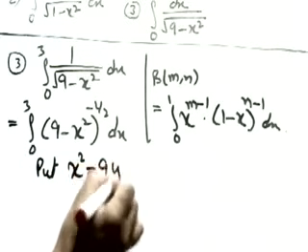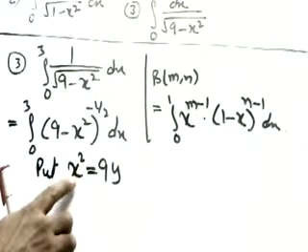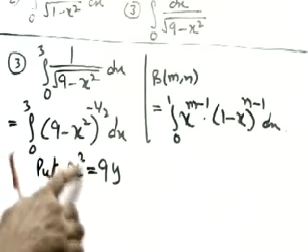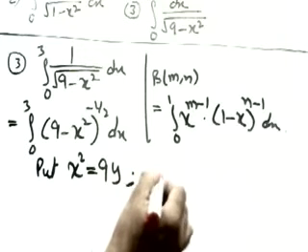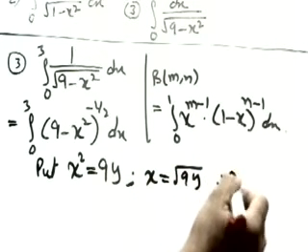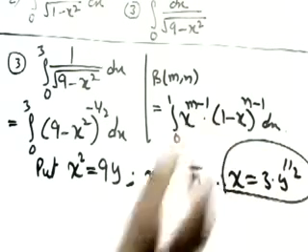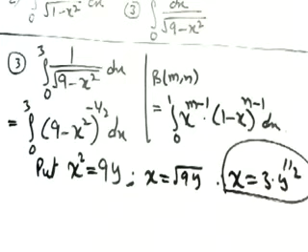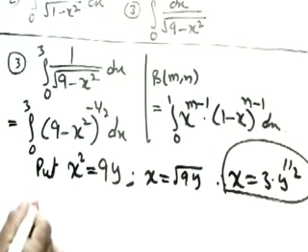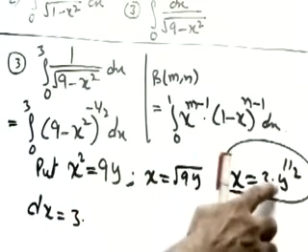Put x square equals 9y, because we don't have any power here. If you take the square root, x equals root of 9y. We know root of 9 is 3. So therefore, x equals 3 into y power 1 by 2. The value of x is 3 into y power 1 by 2. Now let me do one thing. Let me differentiate both sides. The differentiation of x is dx.